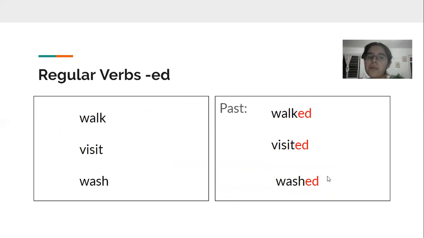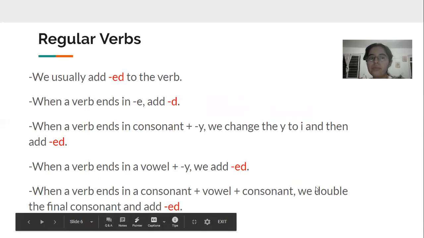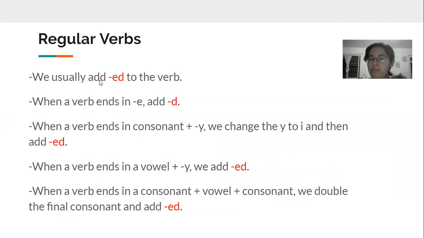So here are some examples of some regular verbs where we add the ed. It would be walk, walked, visit, visited, and wash, washed. But there are some rules to add the ed. We're gonna see it right now. So with regular verbs, we usually just add ed to the verb. But when a verb ends in e, we have to add a d. Like not ed, only d.